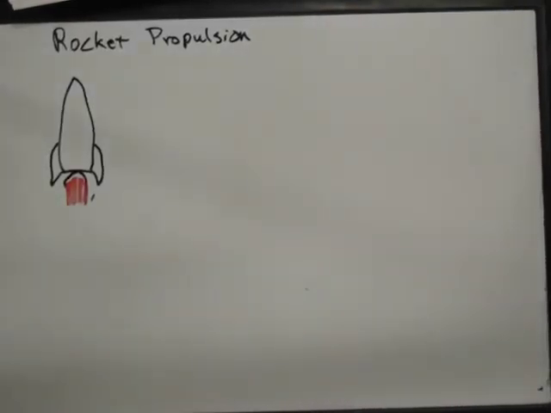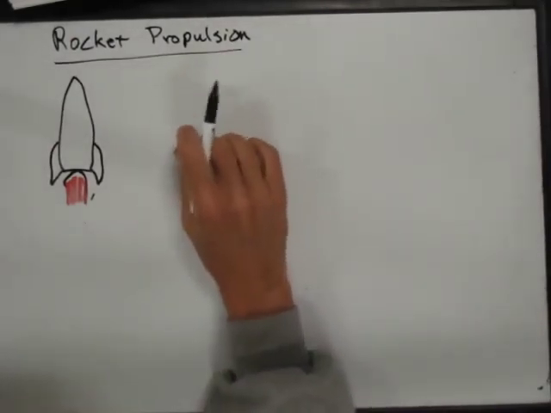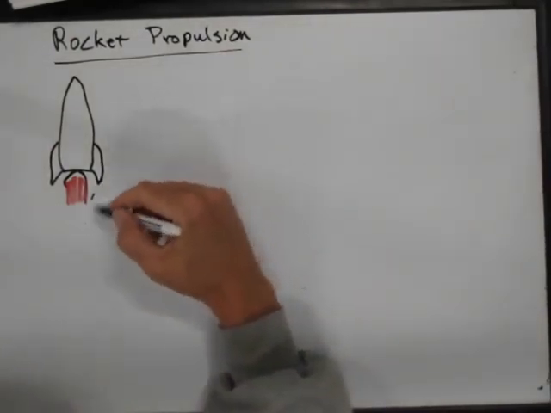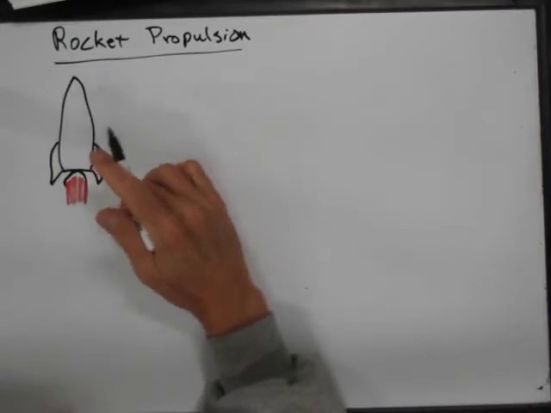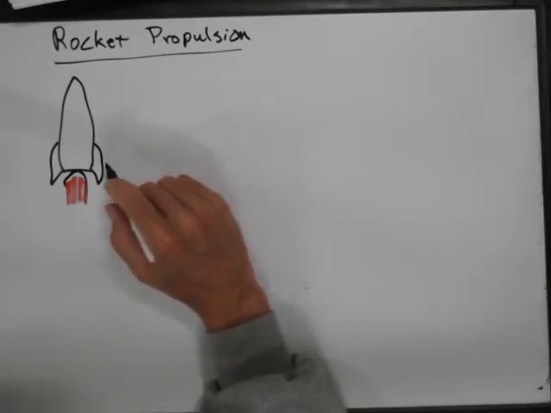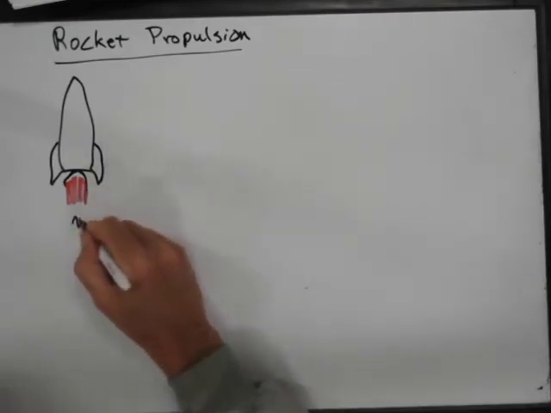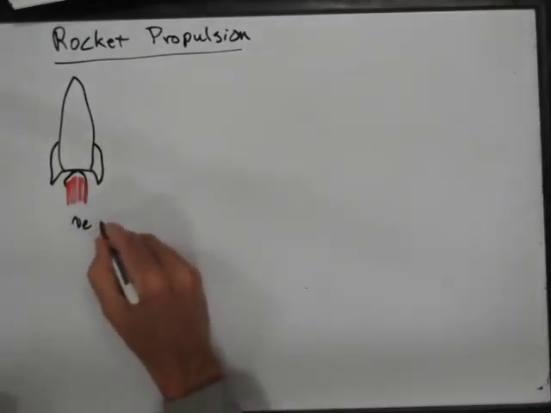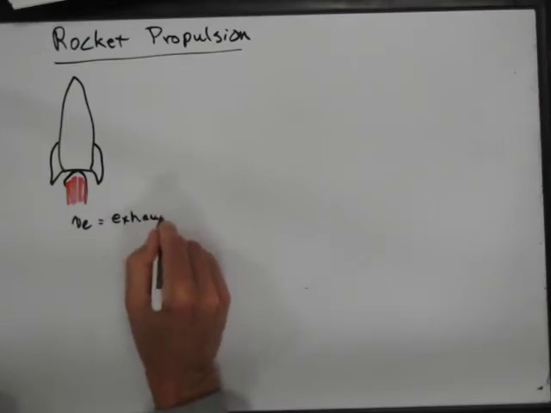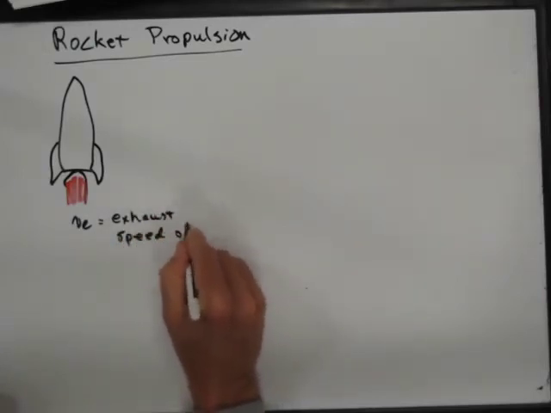So the last section we're going to talk about in this chapter is rocket propulsion. Rocket propulsion is kind of a conservation of momentum argument, but you can also look at it as a Newton's third law thing, since that's also conservation of momentum. Here's what happens to a rocket. A rocket pushes fuel out the back, and so I just have a VE, which is the exhaust speed of the fuel.